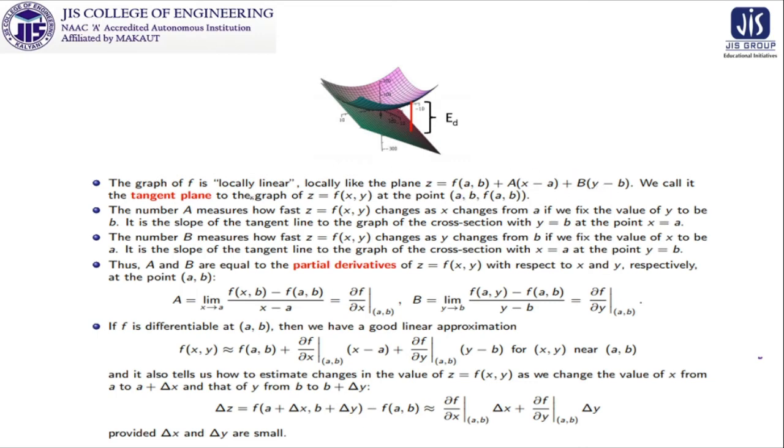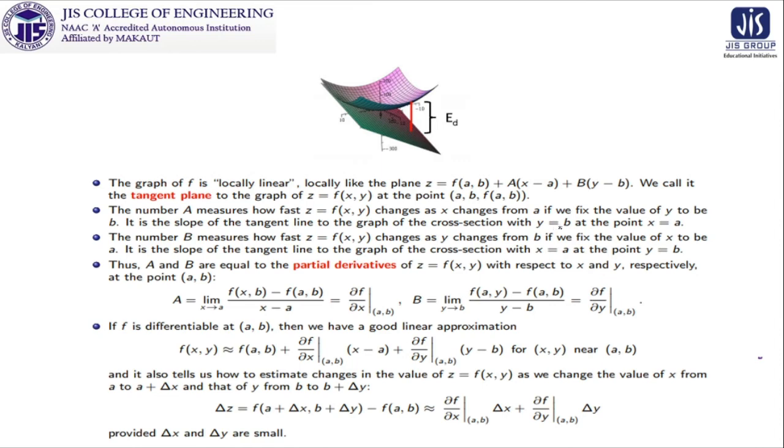We actually call it the tangent plane of the graph z equals f(x,y) at the point (a, b, f(a,b)). The number a measures how fast z equals f(x,y) changes as x changes from a if we fix the value of y to be b, and vice versa, the number b measures how fast z changes as y changes from b if we fix the value of x.